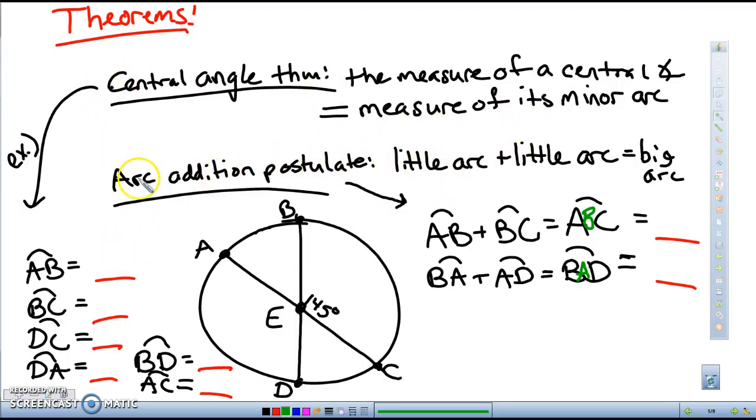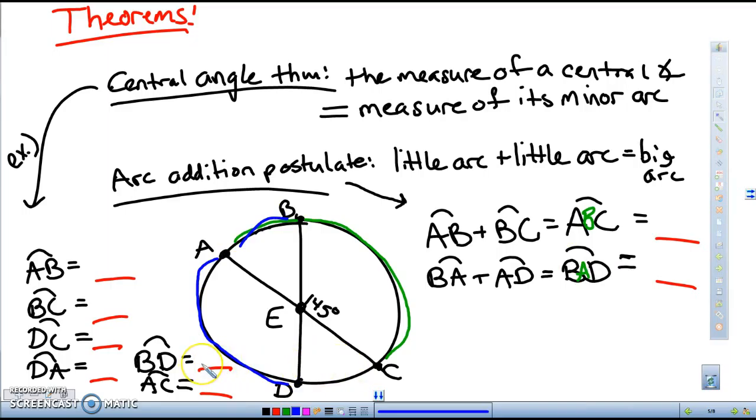All right. And then the other theorem I want you to know about is the arc addition postulate. And it's basically just saying if you add a little arc and another little arc, you get the whole big arc. And that's exemplified here where I'm saying, hey, take arc AB. So let's say I want to take arc AB, and then I want to add it to arc BC. Obviously, that's going to give me the measure of arc ABC. And the same thing for if I want to add arc BA to arc AD, and that's going to give me the whole measure of arc BAD.